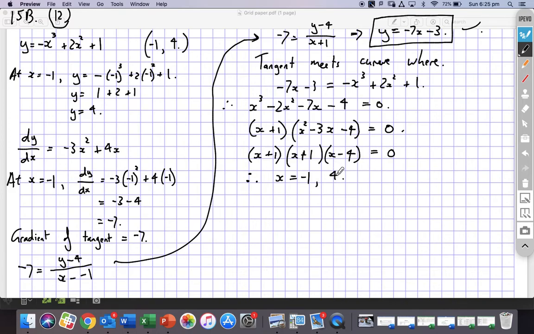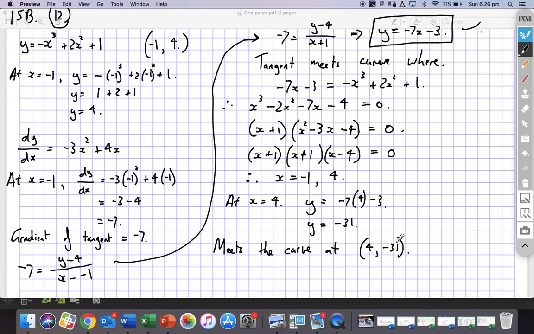We could find out what the point is as well. I think it's probably easier to get it from the tangent equation. So we could say at x equals 4, the y would be minus 7 times 4 minus 3. So it'd be minus 28 minus another 3. So it'd be y equals minus 31. All right. So the tangent meets the curve again at x is 4, y is minus 31.